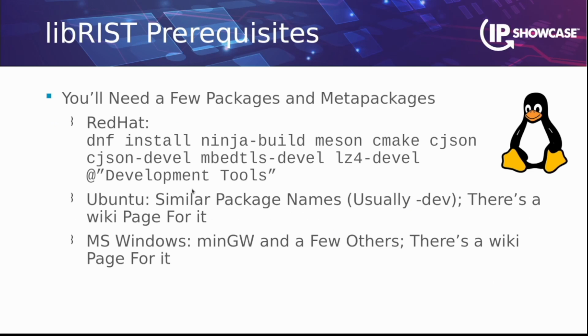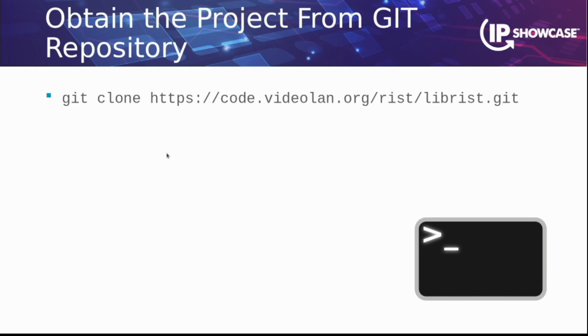So let's go over briefly what you need if you want to compile libRIST yourself. These instructions are for Linux. There's plenty of documentation for Windows and Mac OS, etc. But the dependencies are just standard packages that are available on any distro, just standard stuff. Once you install the dependencies for compilation, you go ahead and clone the repository. The repository is hosted on VideoLAN.